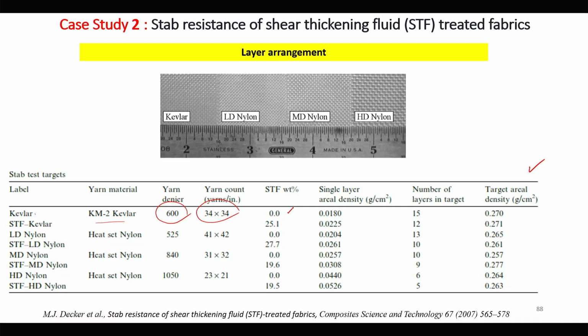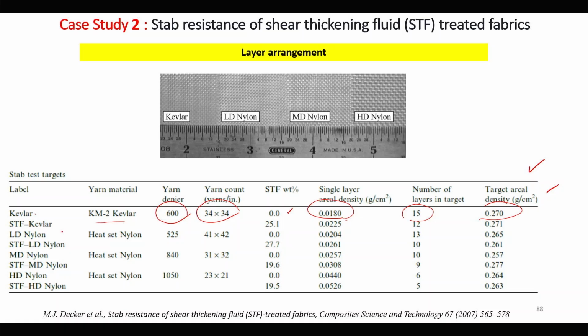In sample 1 there is no Kevlar STF; this is a neat fabric. Single layer areal density is 0.018 gram per square centimeter, and the number of layers in the target is 15 layers, and the target areal density is 0.270 gram per square centimeter.